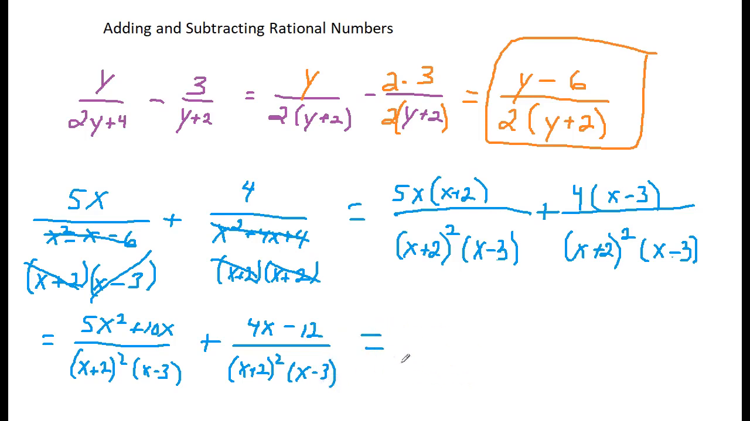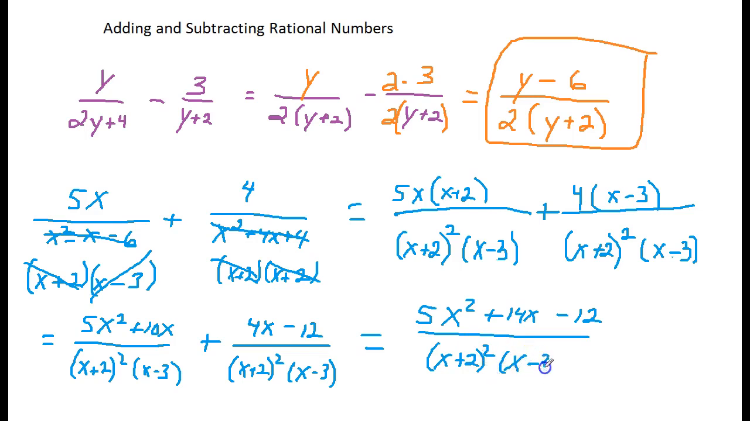Okay, now I'm going to combine my like terms in the numerator. So I have a 5x squared. 10x plus 4x gives you 14x. So plus 14x. And then we have a minus 12, all over x plus 2 quantity squared and an x minus 3. Alrighty, and this numerator cannot be simplified.